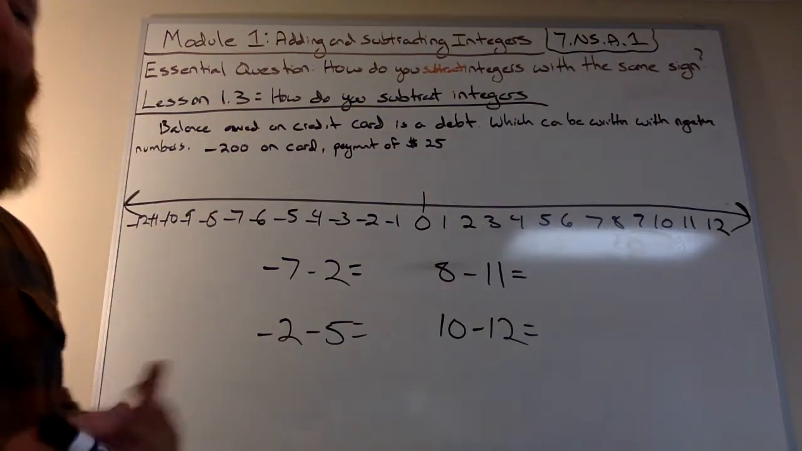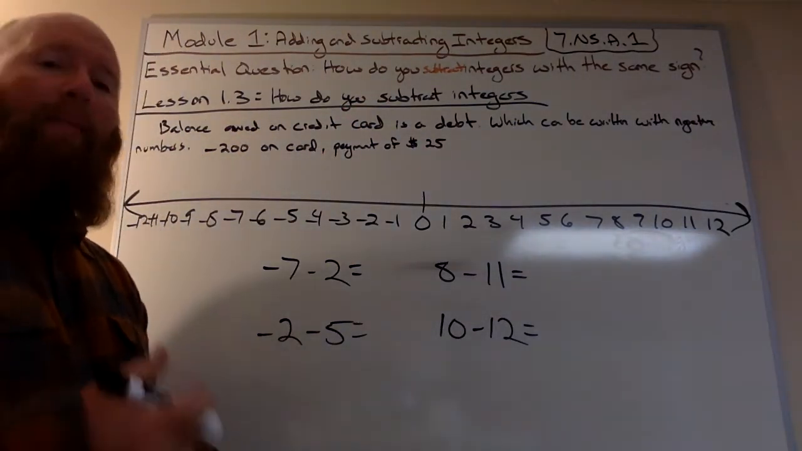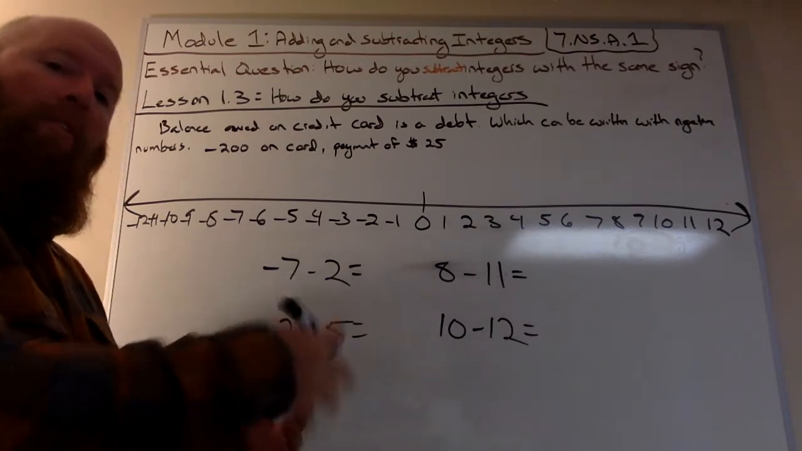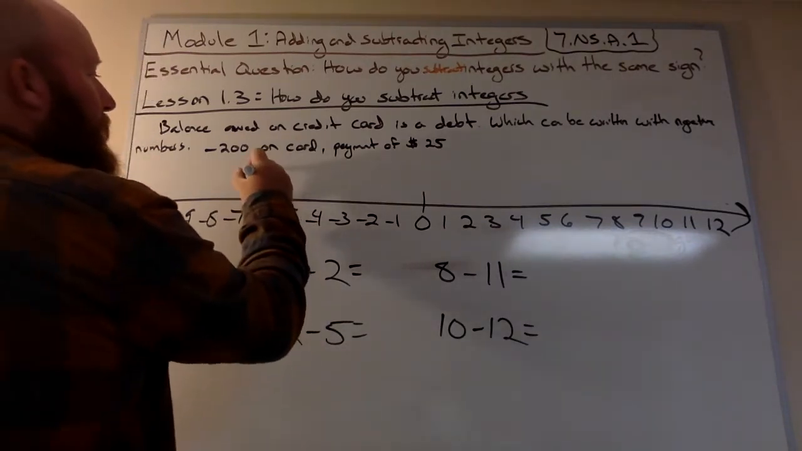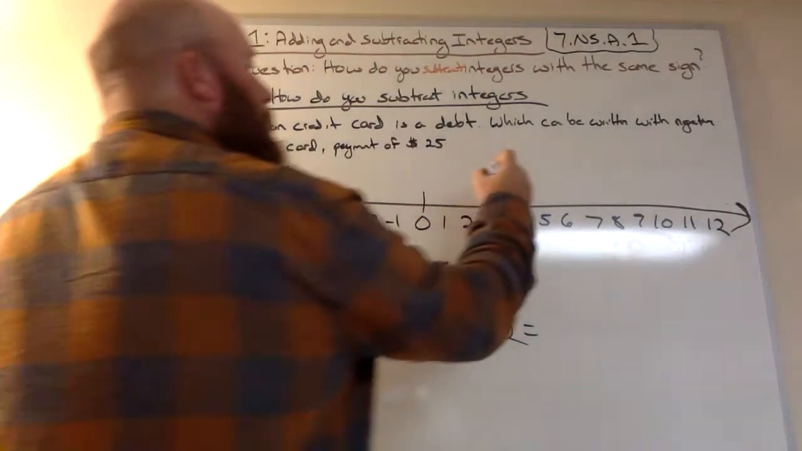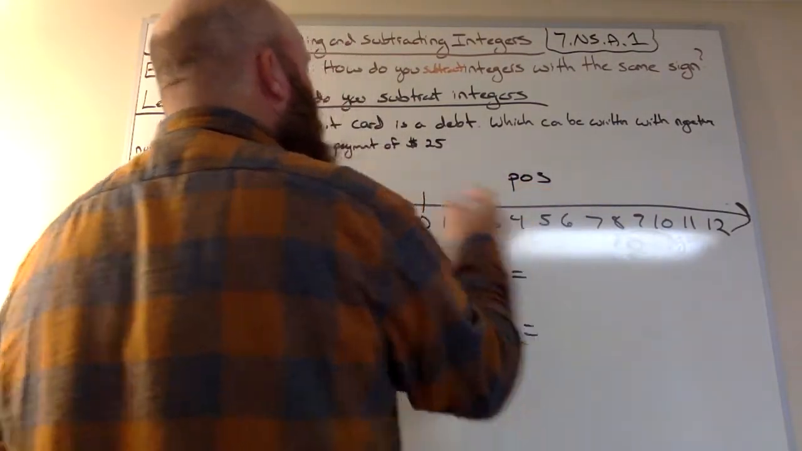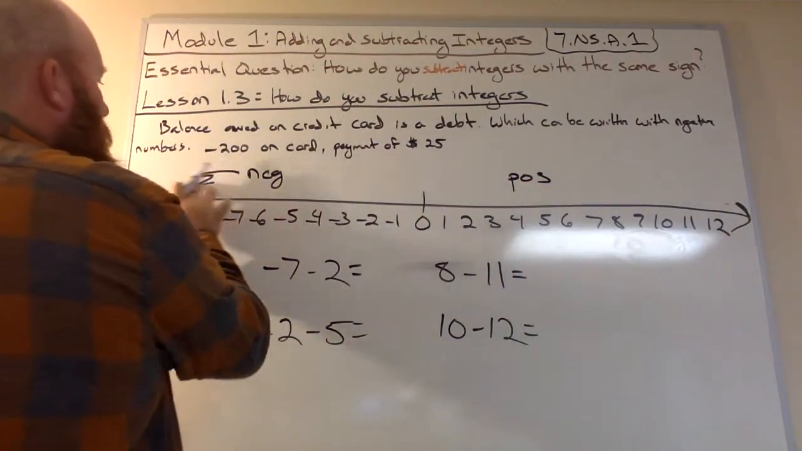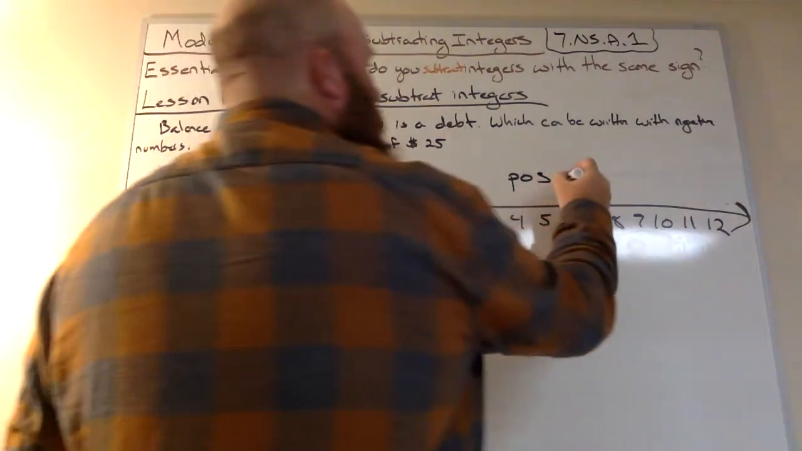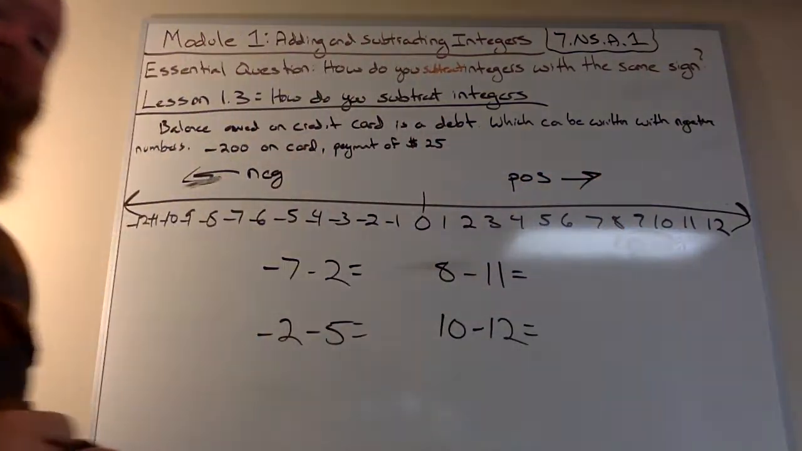So, we were focusing on adding integers with same signs, going to the left, negative, to the right, positive. So, again, I'm going to put that back to you guys. Negative here, positive here. Okay, we know that going to the left, and going to the right. So now let's just look at this.